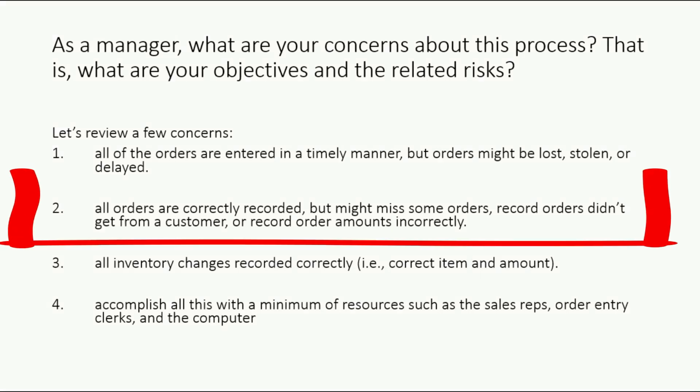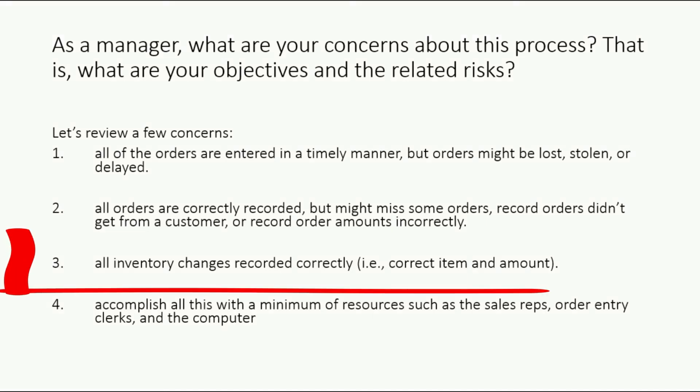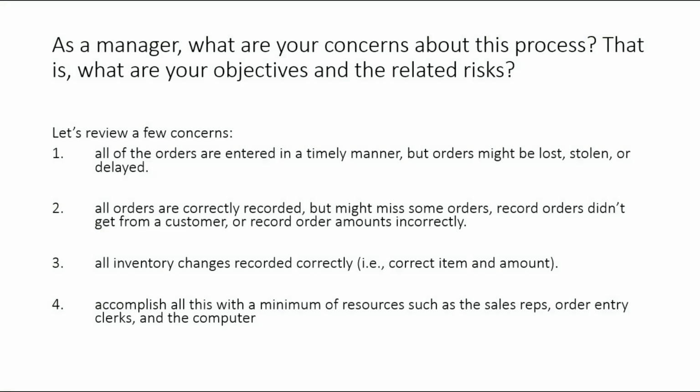Second, all orders are correctly recorded, but the enterprise might miss some orders, record orders that were not received from the customer, or record amounts incorrectly. Internal controls should be in place to assure that these processes are conducted appropriately. Third, all the inventory changes are recorded correctly, for the correct item and amount. And internal controls can help.